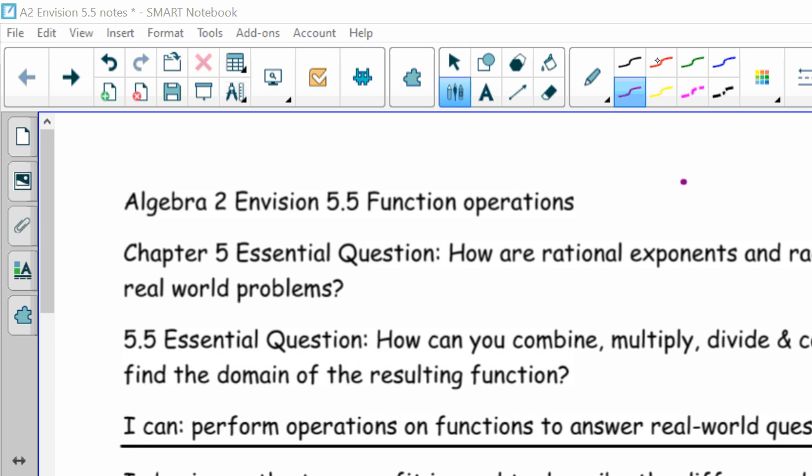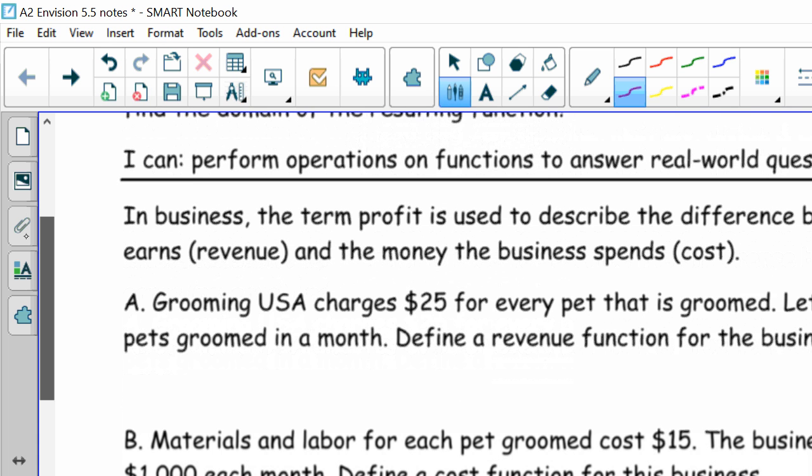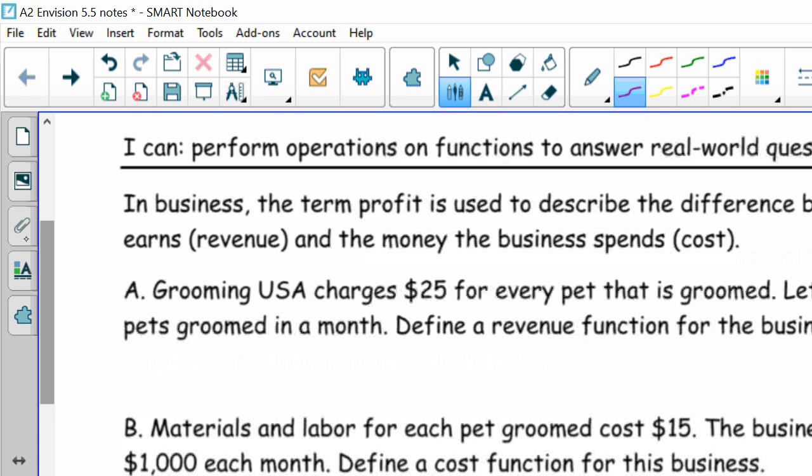All right, so let's start out with this scenario. In business, the term profit is used to describe the difference between the money the business earns, which is known as revenue, and the money the business spends, which is known as cost. So part A: Grooming USA charges $25 for every pet that is groomed. Let x represent the number of pets groomed in a month. Define a revenue function for the business.